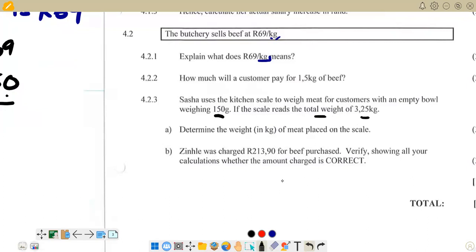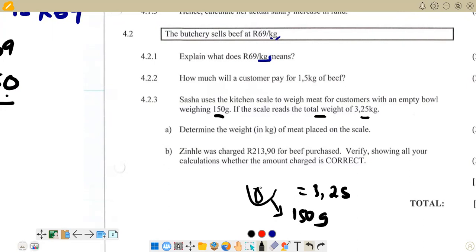Here, what does it mean? It means we have got a barrel and then we have got meat inside, and then the total weight that we are having there of the barrel and the meat is equal to 3.25. And then the question is saying the barrel now only is 150 grams.